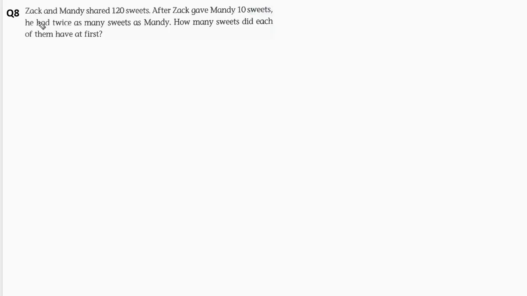So Zack and Mandy shared 120 sweets. After Zack gave Mandy 10 sweets, he had twice as many sweets as Mandy. How many sweets did each of them have at first?